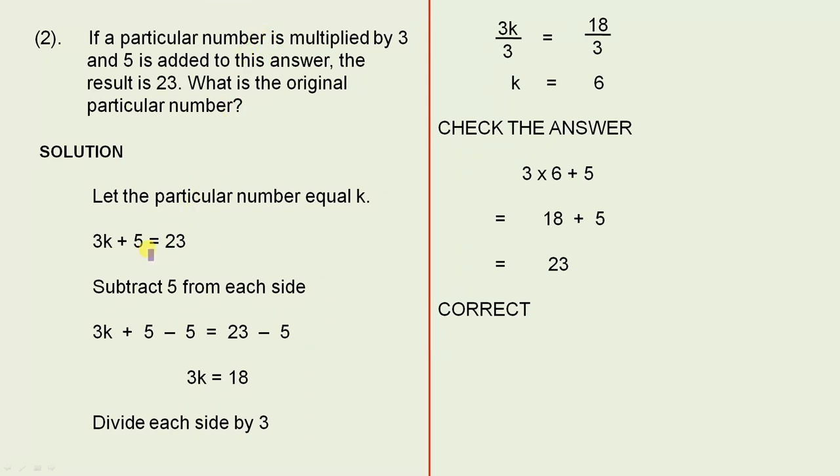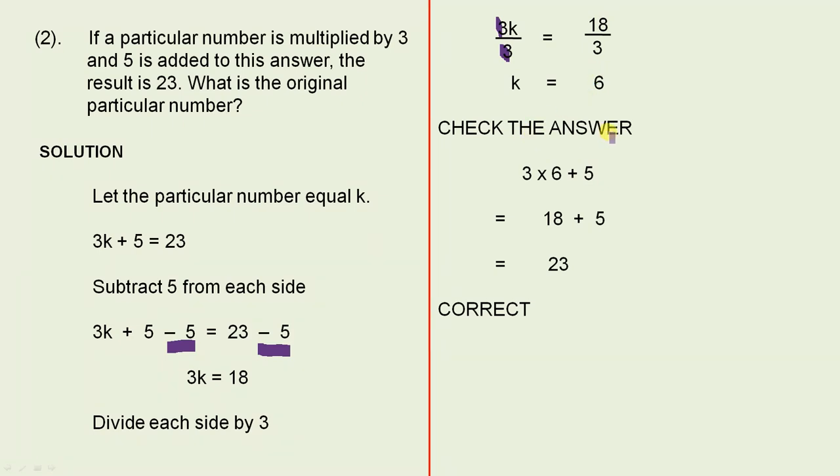3k plus 5 equals 23. Because that's a plus sign, we subtract 5 from each side. So we've done that there and there. Solving the left-hand side gives us 3k. The right-hand side gives us 18. Divide each side by 3, which is what we've done here, because division is the inverse operation of multiplication. So we divide both sides by 3. When the 3's cancel, that gives us k. 3 into 18 goes 6.